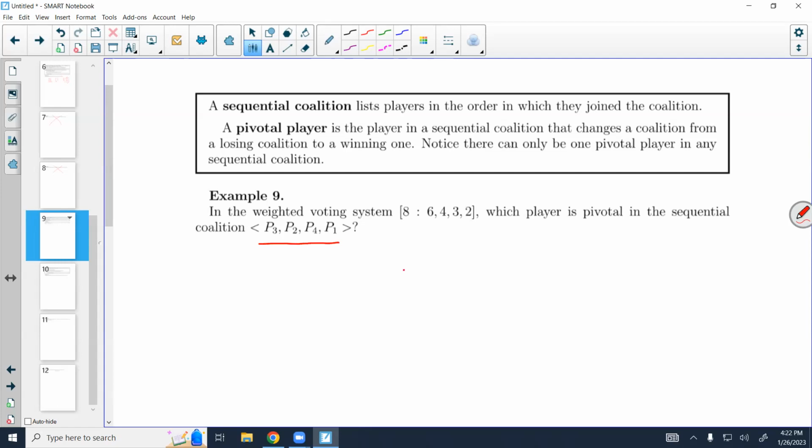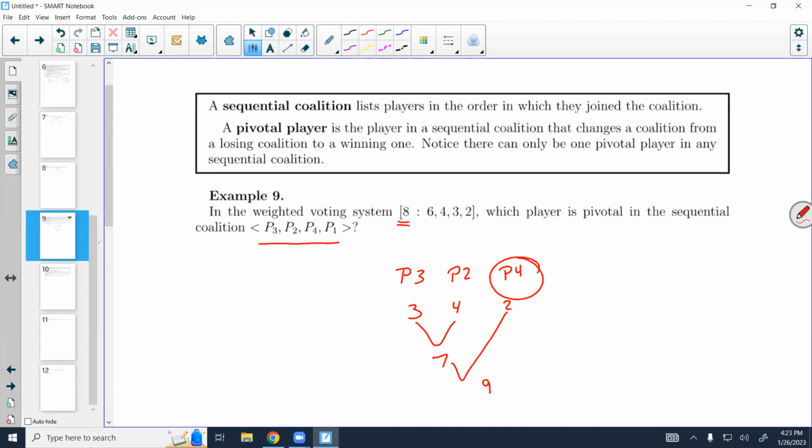So that means player 3 comes first. Player 3 says, yeah, I'll pass it. I agree. Let's do that. So player 3 has a weight of 3, which is not 8, so it's not passed yet. Then we have player 2, who says, yeah, sure, I agree, this is a good idea. Player 2 has a weight of 4, so now my total weight is 7. Still not enough. I need 8 or more. Then player 4 comes in with a weight of 2, which gives us a weight of 9. So now I have enough. So player 4 is the pivotal player.